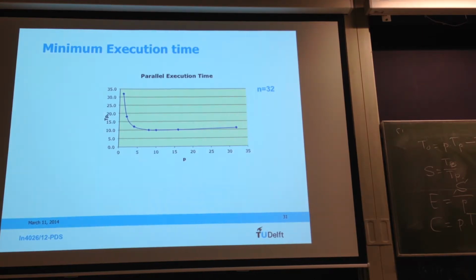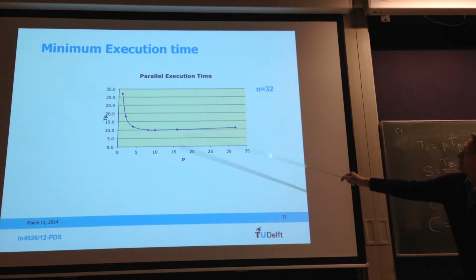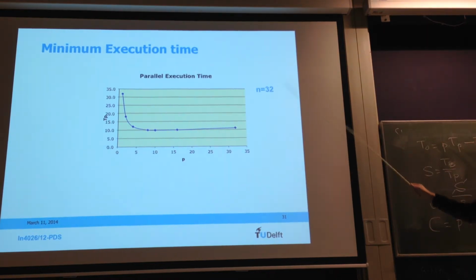Another notion is the minimal execution time. Is there any relation between the optimality things and the minimal execution time? Because that's what we are after: we're doing parallelism because we want a low execution time. Well, suppose we have our example here, and we plot the parallel execution time against the number of processors for n is 32. We get this curve.